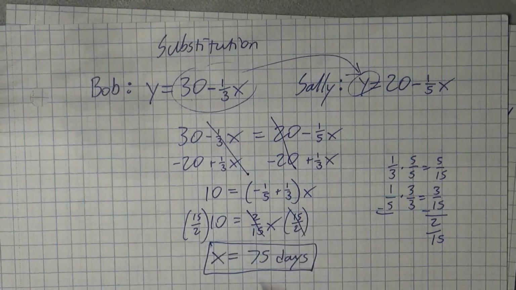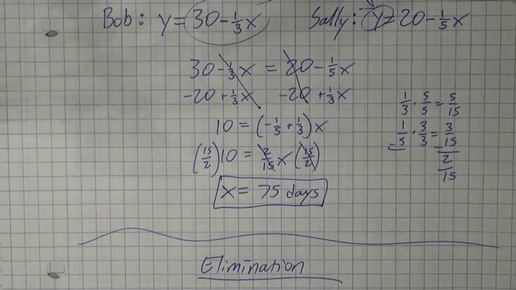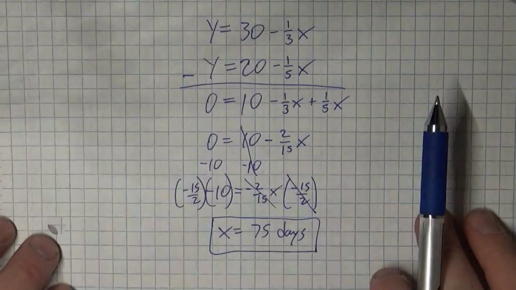Multiply both sides by the reciprocal, and I find the same answer we did with the graph, which is that their supply will be the same after 75 days. And then the third method we have is to solve by elimination.